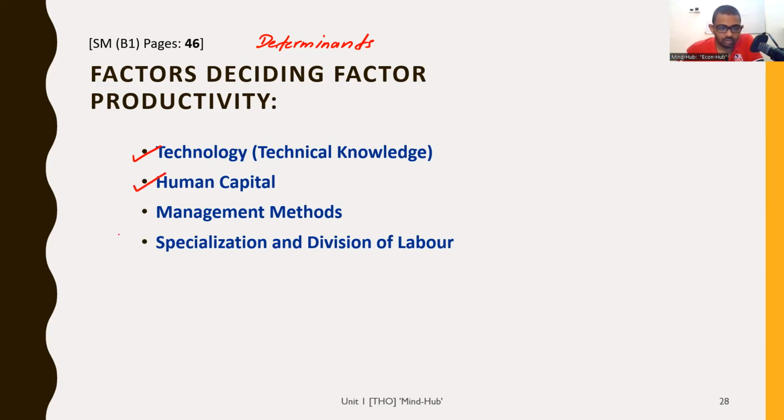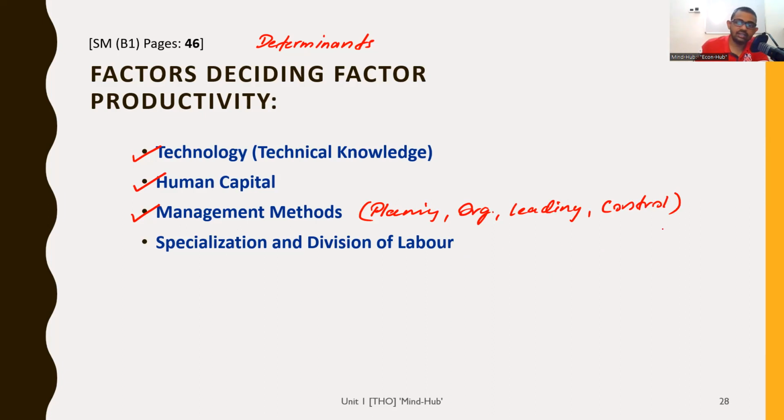Human capital. We have talked about human capital. Management methods. When you think management methods, management is about 4 things. You guys know this, right? That is about planning, right? It's about organizing. It's about directing, or we say leading, right? Leading, and it's about controlling, right? Plan, organize, lead, control. Management methods are key. Efficient management methods will improve productivity.